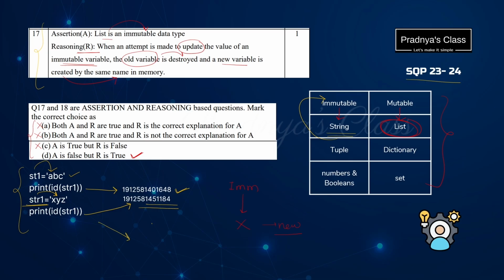So it is clear from this example that when we try to update the value of an immutable data type, the old variable gets destroyed and the new variable gets created. That's why str1 was pointing to ABC. Now it is not pointing to ABC, it is pointing to the string XYZ. So this statement is absolutely correct. That's why the correct option is D. A is false but R is true.